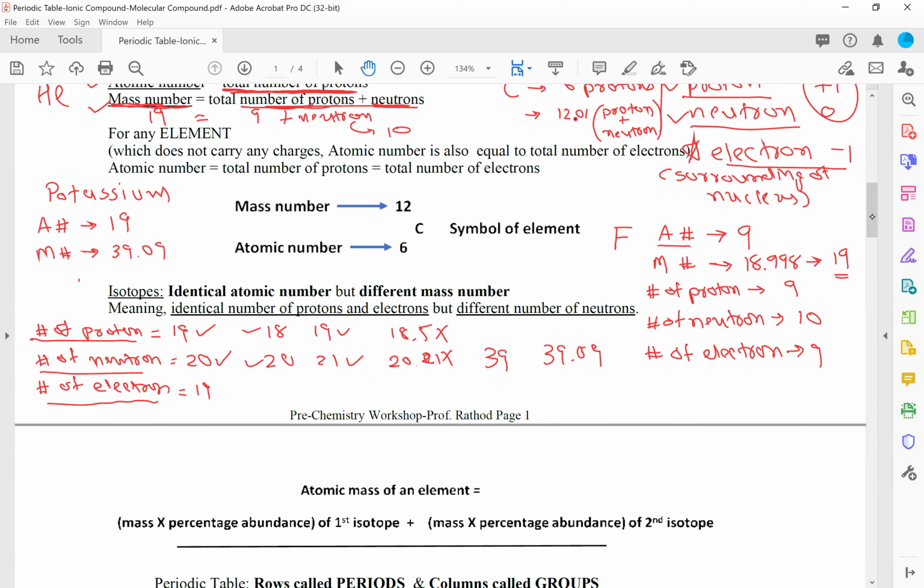So what are isotopes? As we know what atomic number is by now, isotopes have identical, the same, atomic number but different mass numbers. What does it mean? It means they will have the same number of protons, and you can also say the same number of electrons. However, they are going to have different numbers of neutrons.